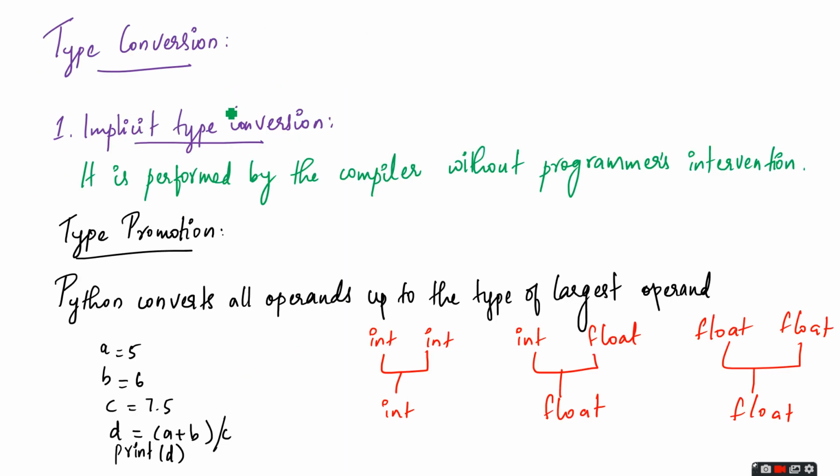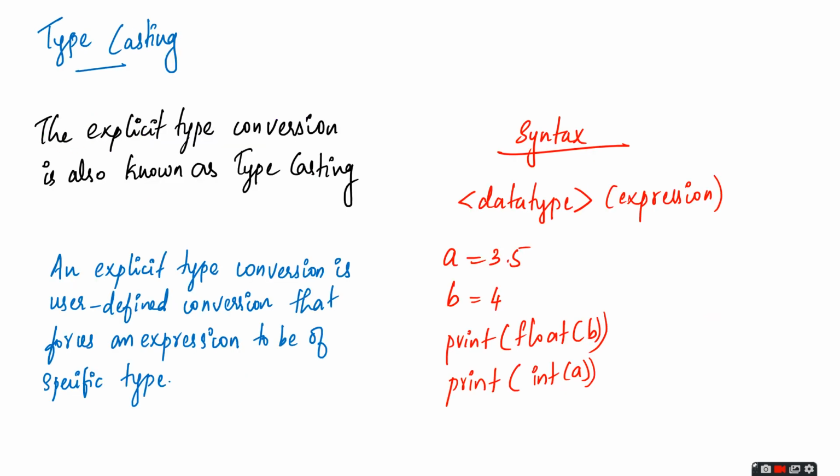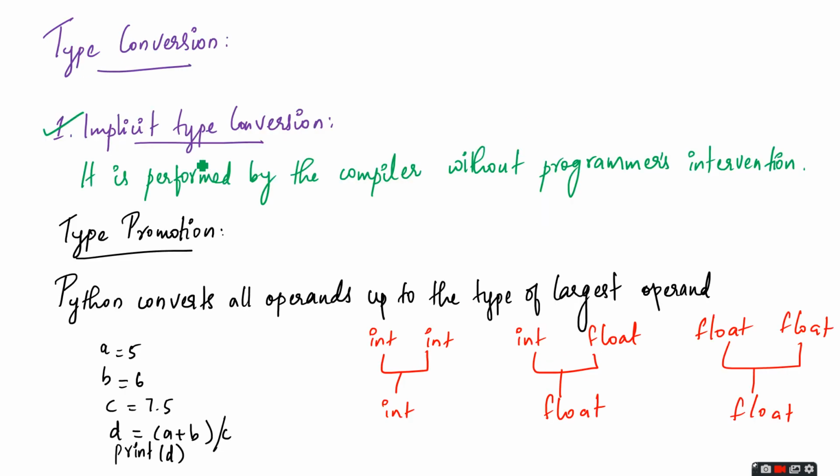There are two types of conversion. First one is the implicit conversion and second one is the explicit conversion. Now, implicit conversion is performed by the Python compiler.